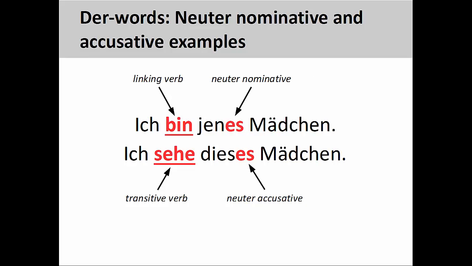In the first sentence, the nominative personal pronoun ich, when used with the linking verb bin, suggests that Mädchen will be a predicate noun, which requires the der word to take a nominative neuter ending. In the second sentence, however, Mädchen receives the action of the transitive verb, which requires the der word to take an accusative neuter ending.